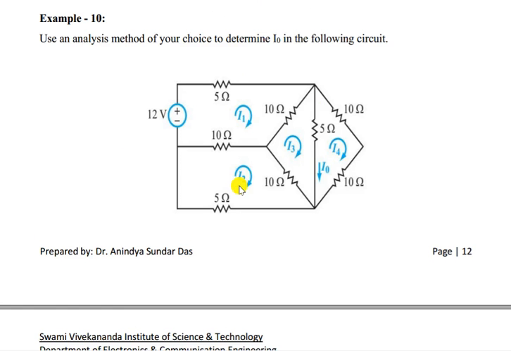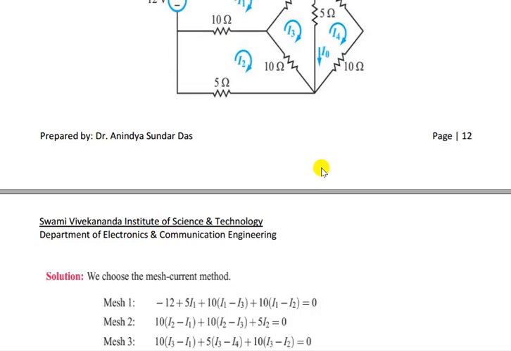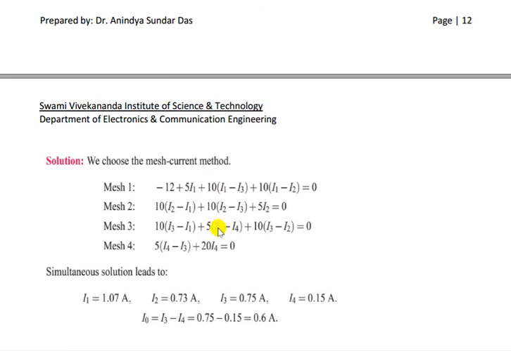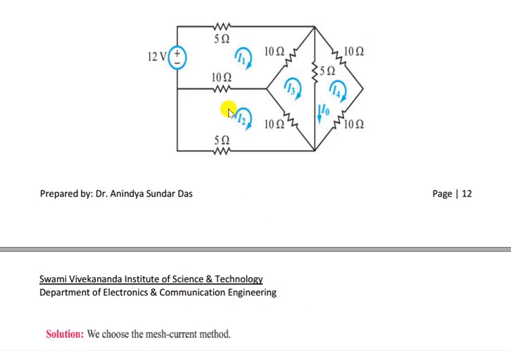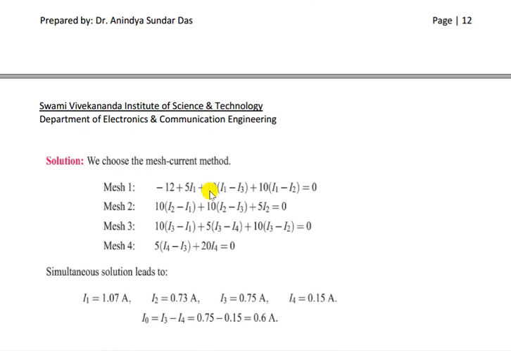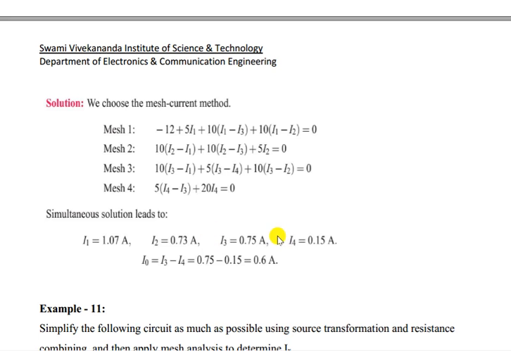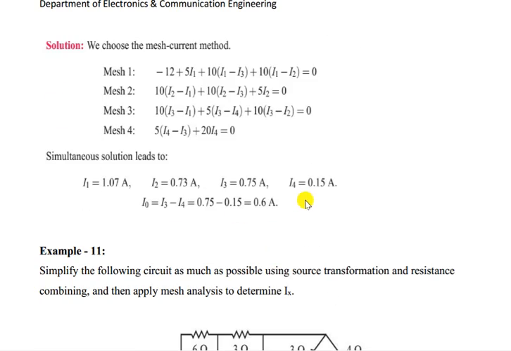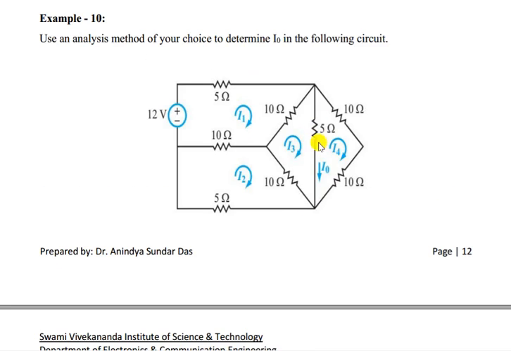Now there is another. So here we have 4 meshes. We have to find out say I0, which is nothing but I3 going downward, I4 going upward. So I3 minus I4. So we are writing these 3 equations for 4 mesh equations. Okay. Then we have to solve to get the result. I0 equal to nothing but I3 minus I4.